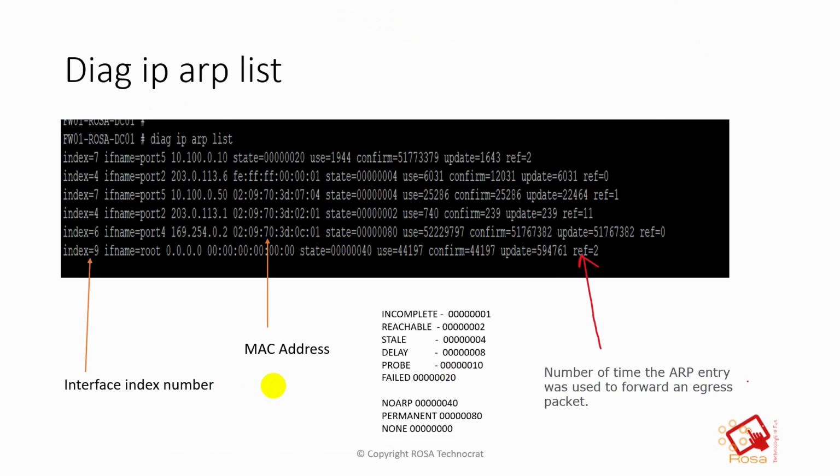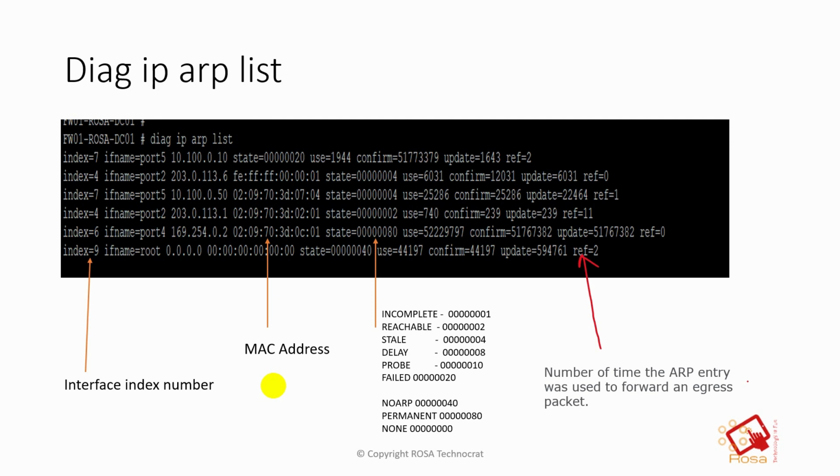Okay. I was talking about index. This is the interface index number. Then this is the MAC address, and this is the state. The various fields of the state are mentioned down, which can be incomplete, reachable, stale, delay, probe, fail. And we also have no ARP, permanent, and none. So these are the different states that FortiGate displays while using diag ip arp list.